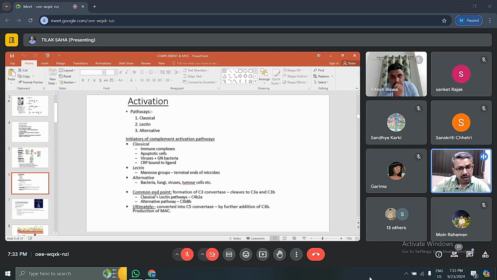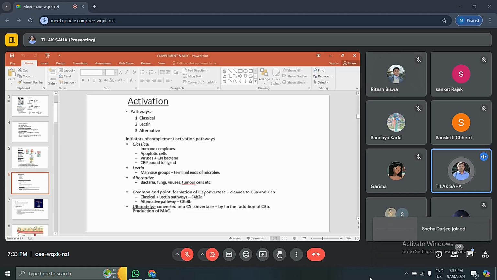But all of these have common endpoints, as you can see: the formation of C3 convertase. C3 is a complement protein. C3 convertase means that further C3 molecules will be broken, so it can convert the C3 molecule. That itself is produced by C3. You can see here in the classical and lectin pathway, the C3 convertase is C4b2a, but in the alternative pathway, it is known as C3bBb. Now, what these factors are, we will understand later on.